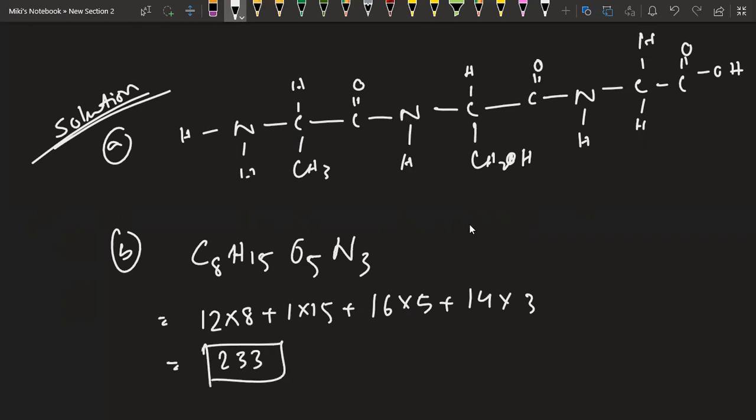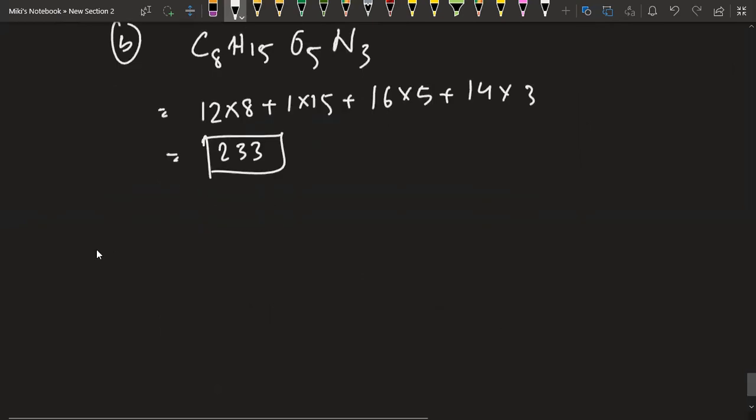If I'm wrong, please mention it in the comments. Let me just verify by myself once. 14 into 3 plus 1 into 15 plus 16 into 5 plus, sorry, 12 into 8. Yes, 233.